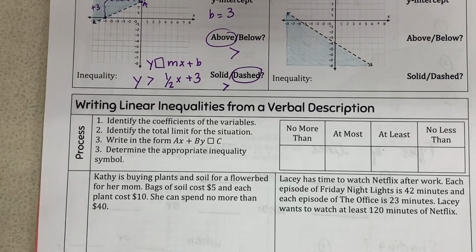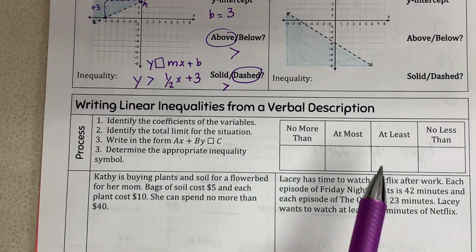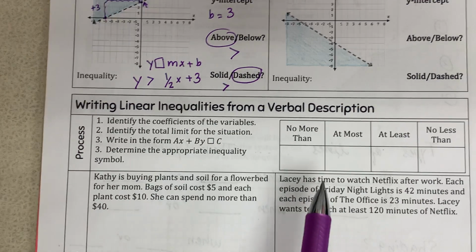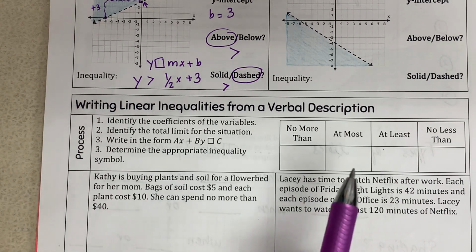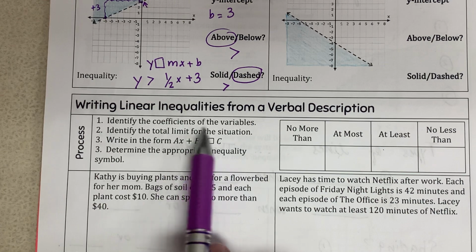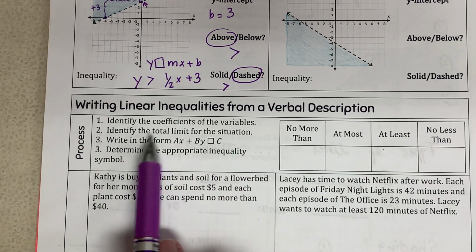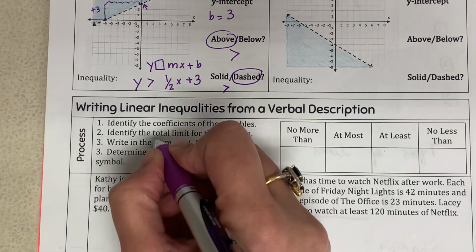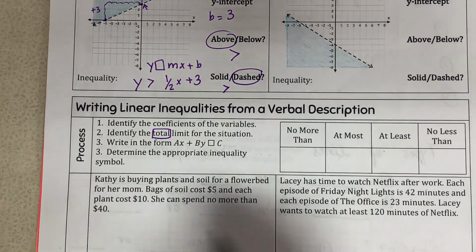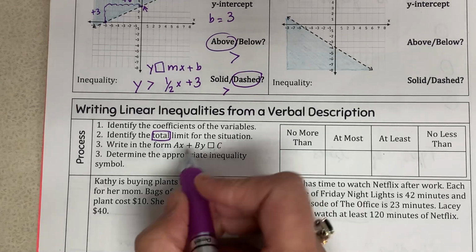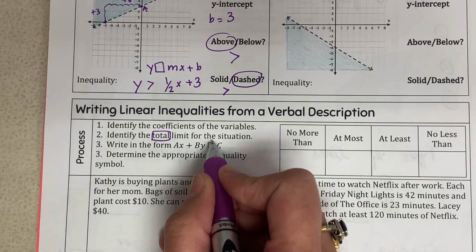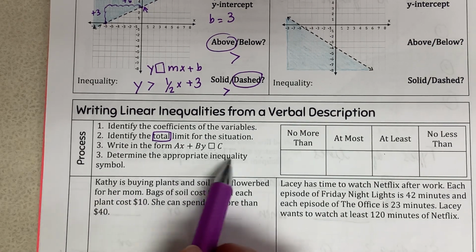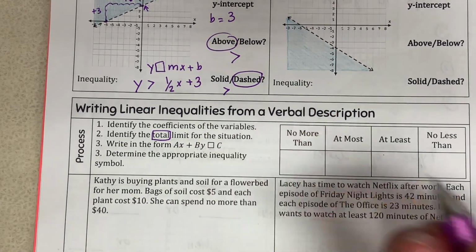The next one is writing linear inequalities from a verbal description, so from the words. You have to read your problems carefully. First, identify the coefficients of the variables. You need to have the total limit for the situation. What is it equal to? Write the equation in standard form, ax plus by, c, and then I have to fill that box with one of the symbols. Determine the appropriate inequality, so that's where the symbol goes.